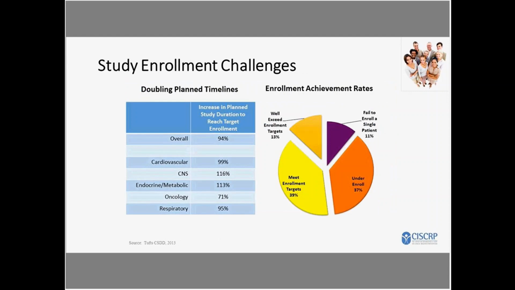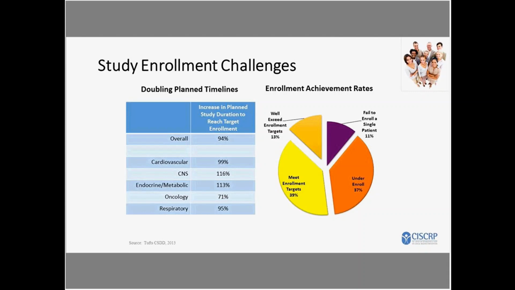This conveys some of the findings from several recent Tufts Center studies. On the left-hand side, you see that across all therapeutic areas, the typical study has to double the planned enrollment period in order to recruit the requisite number of patients. On the right-hand side, we see the typical pattern for a large multi-center study. There are typically 10% of all sites, even after we double the planned enrollment duration period, that will fail to enroll a single patient.